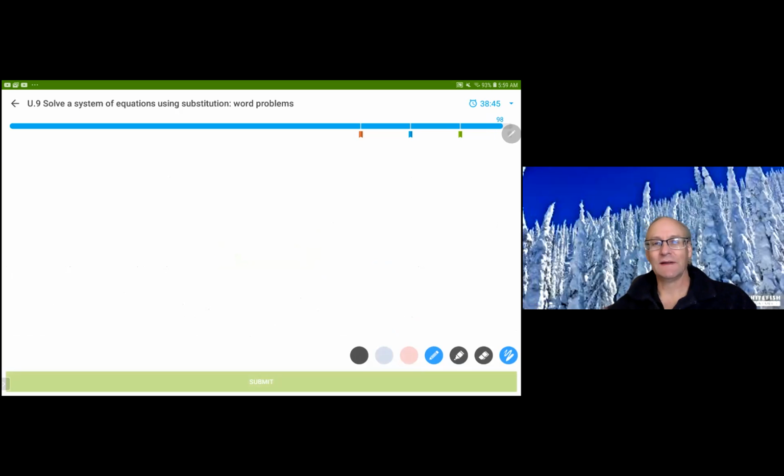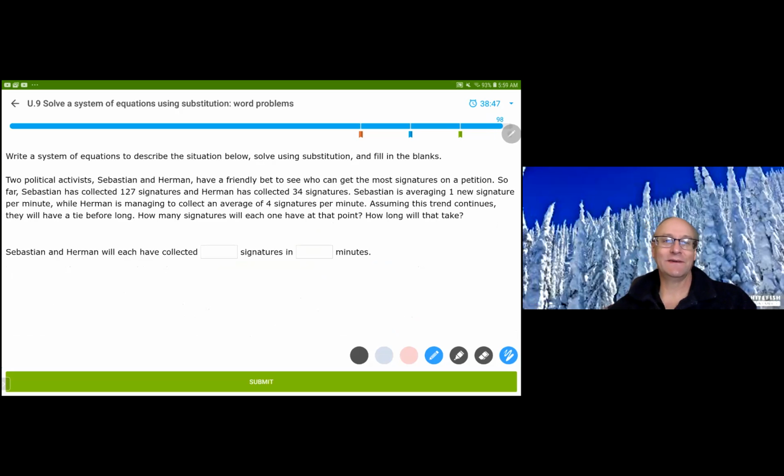And it looks like we're on our last one. I hope you guys will get it too. 2 political activists, Sebastian and Herman, have a friendly bet to see who can get the most signatures on a petition. So far, Sebastian has collected 127 signatures, and Herman has collected 34. Sebastian is averaging 1 new signature per minute.